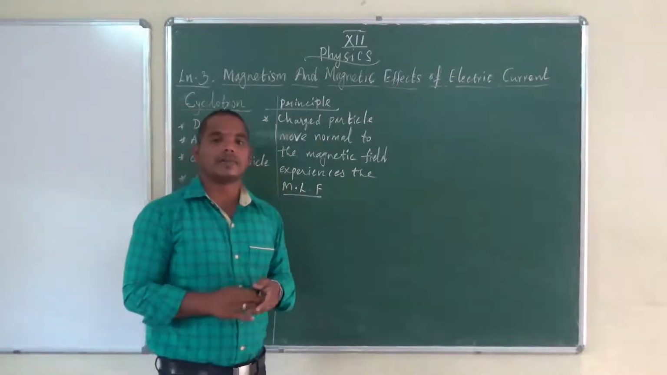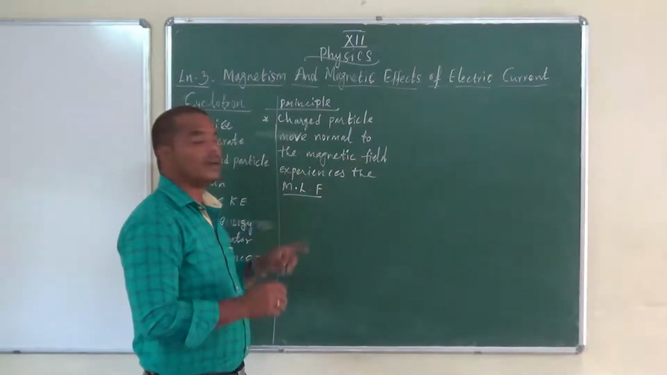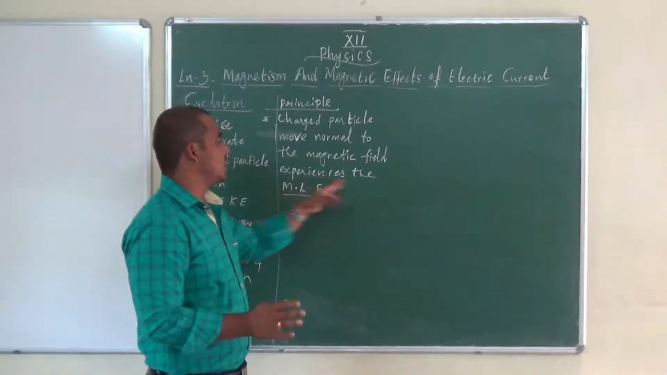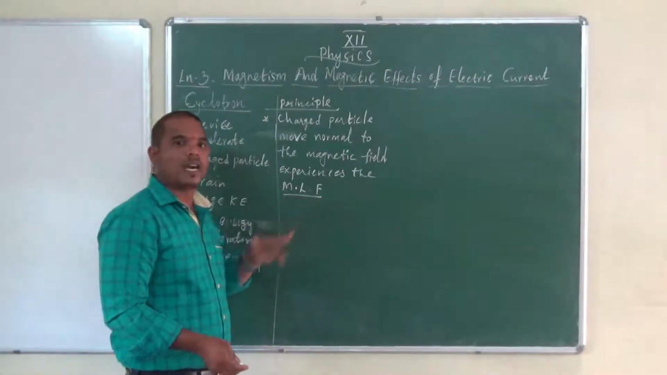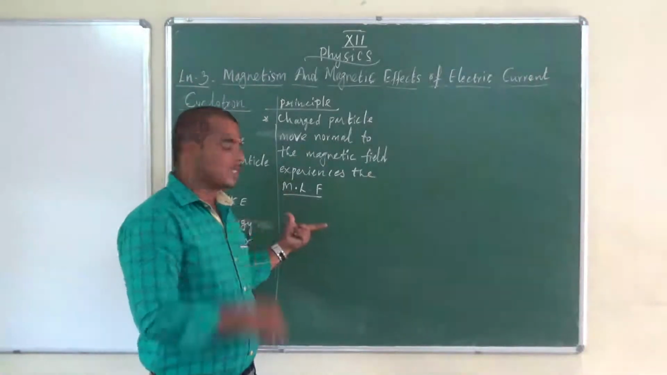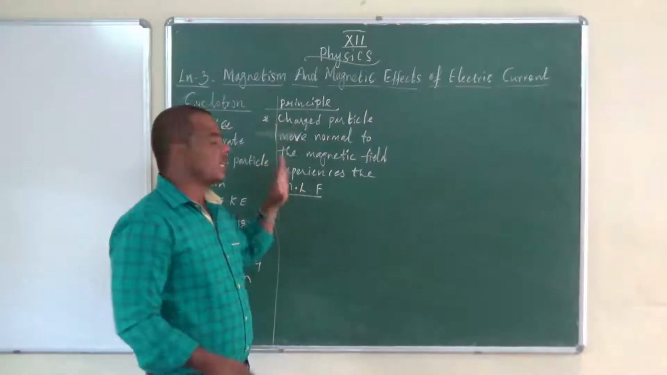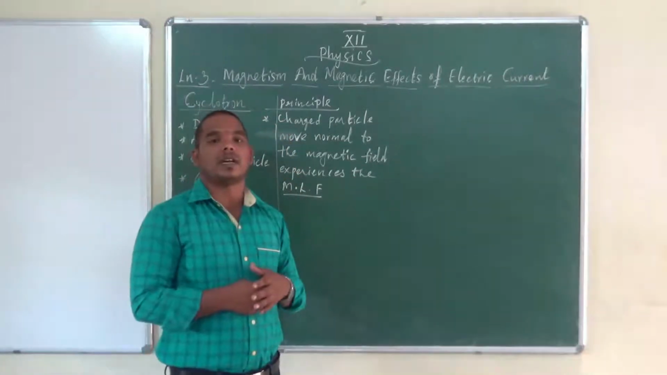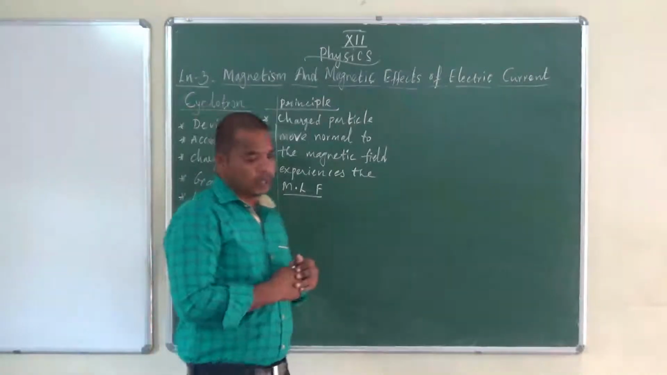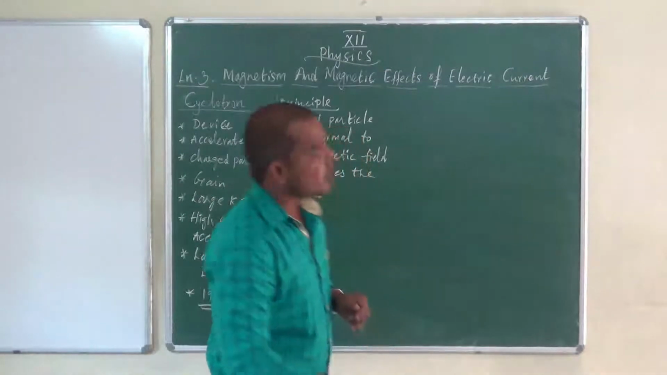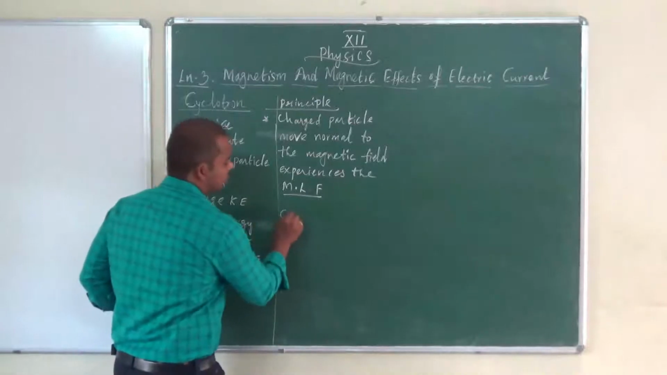What is the principle of cyclotron? A charged particle moves normal to the magnetic field, and after that the charged particle experiences a force, the magnetic Lorentz force. We discussed in detail in our previous class what the magnetic Lorentz force is. Sometimes the principle alone they will ask. So a charged particle moving normal to the magnetic field experiences magnetic Lorentz force. Next, construction.